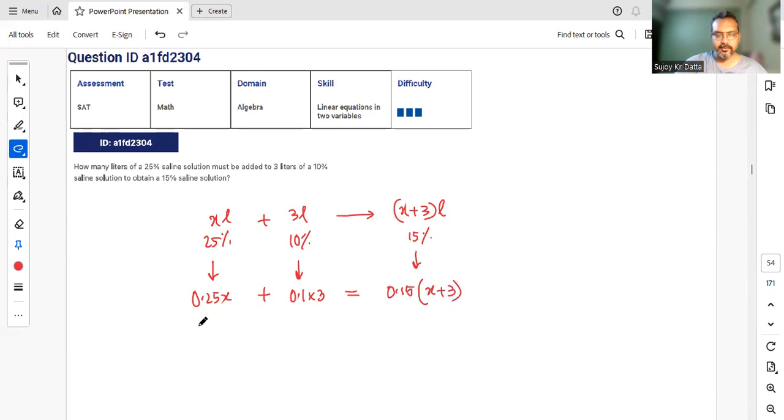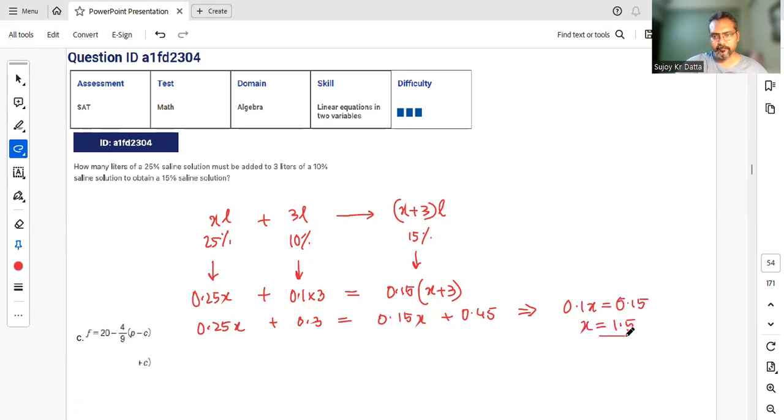Let's just quickly solve this. 0.25x plus 0.3 equals 0.15x plus 0.45. If you take the x's to one side, that gives you 0.1x equals 0.15. In other words, x is 1.5. So how many liters? 1.5 liters. So that is your answer.